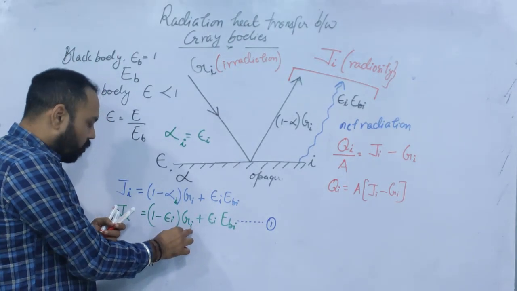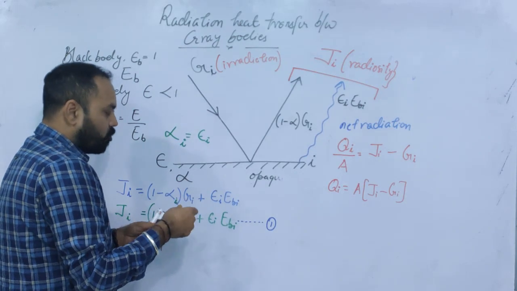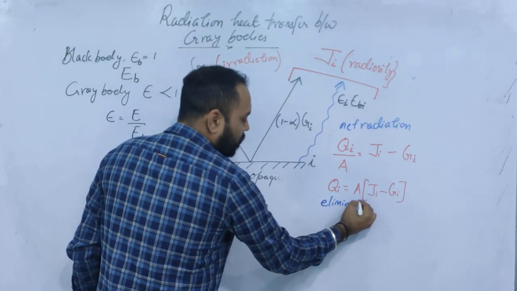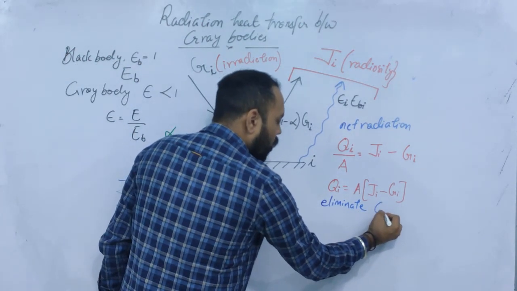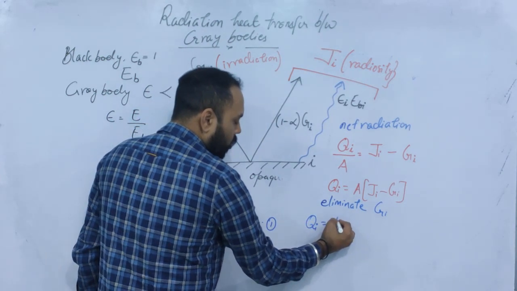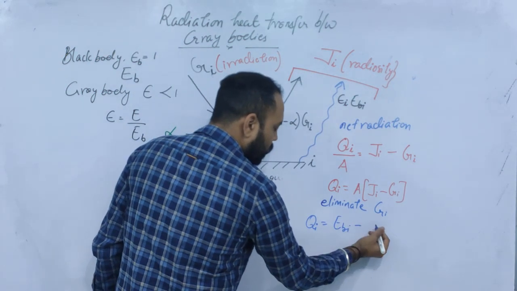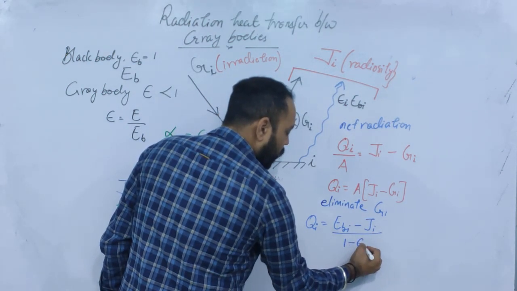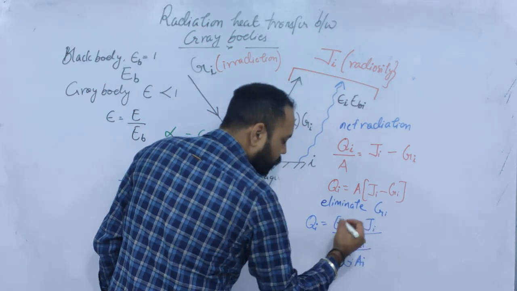What we have to do from this equation and from this equation, just eliminate Gi. Now that is simple algebra. You can try to eliminate it in one or two steps. Eliminate Gi, then you are going to get Qi is equal to (Ebi minus Ji) divided by ((1 minus epsilon I) divided by (epsilon I Ai)).